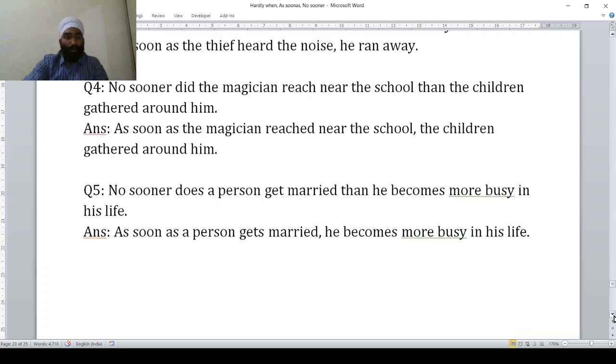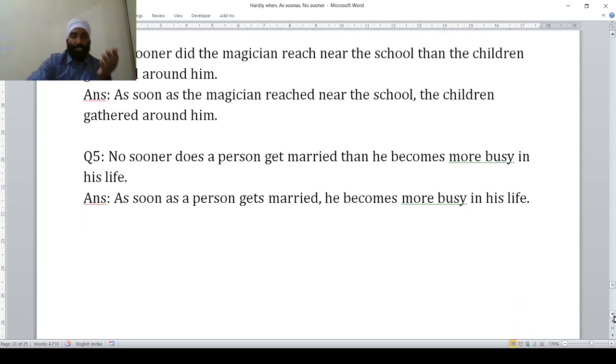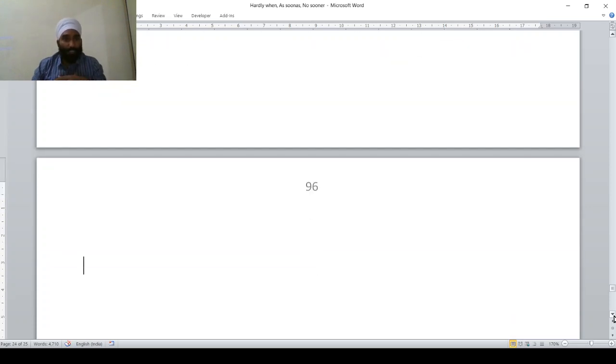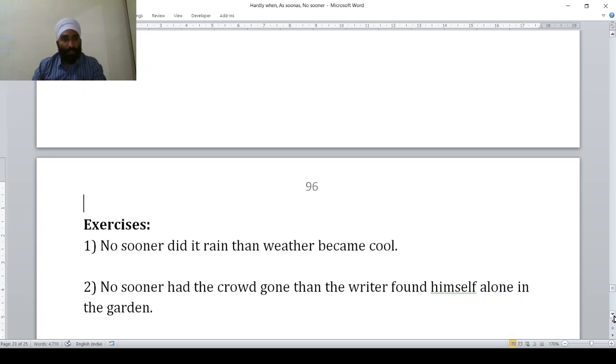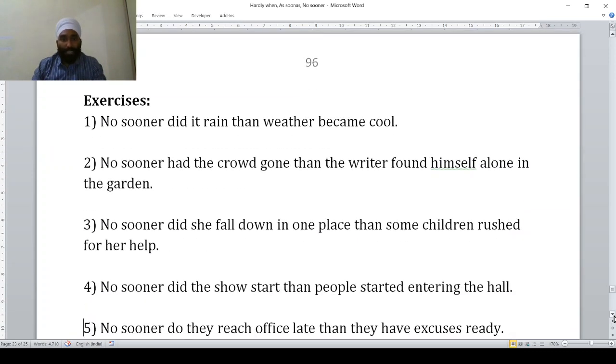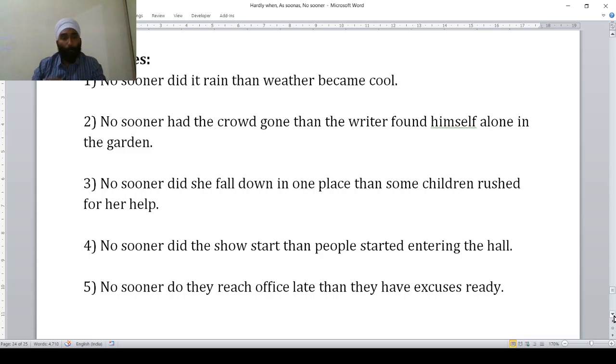Now you have understood how to use as soon as in the sentences of no sooner than. I am going to give you an exercise for this. Some sentences are here. Sentences are having the no sooner than structure, and you have to use as soon as instead of them. As stated above, use the structures, use the rules, solve the exercise and send it to me on our WhatsApp group.